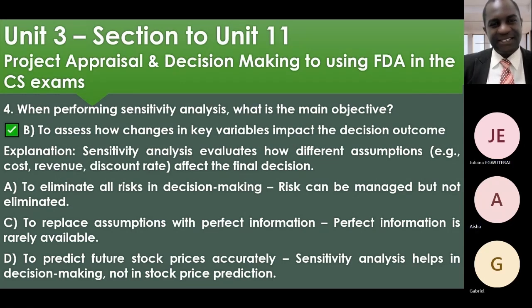Number 4, when performing sensitivity analysis, what is the main objective? A got it. A has gotten her final point now. And G failed this one. 5 out of 4.